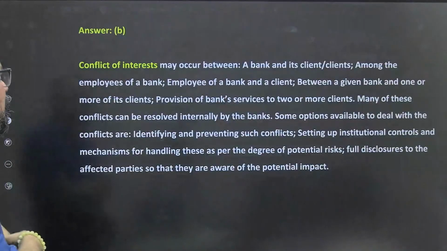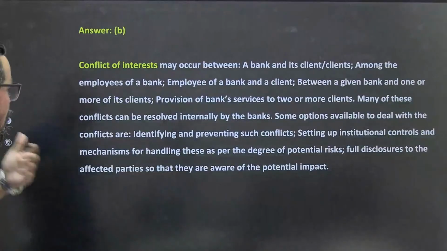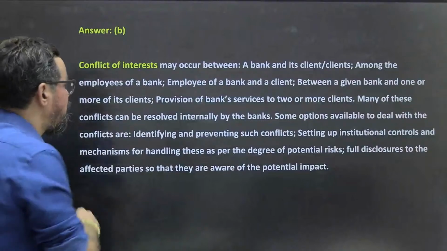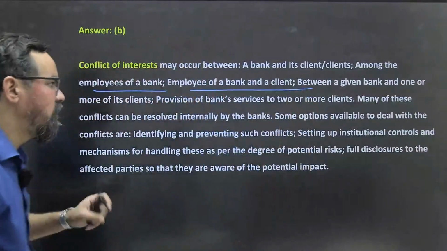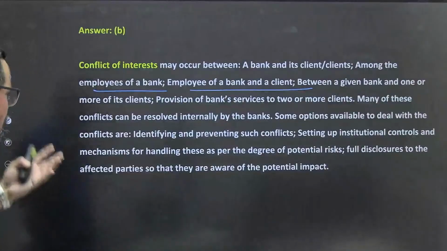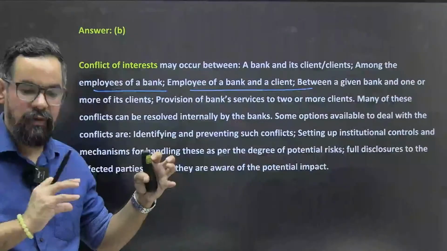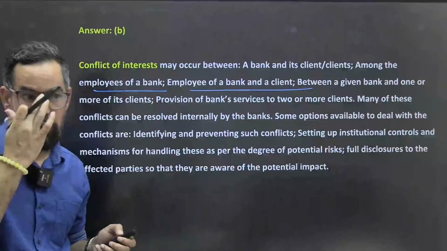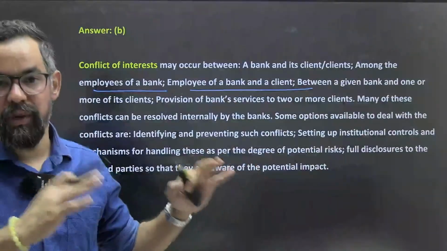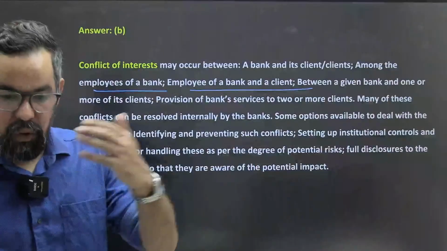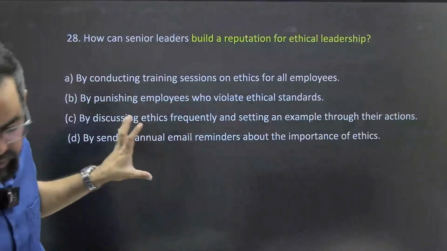So conflict of interest may occur between a bank and a client, or among the employees of a bank. It can happen between two employees, between an employee of a bank and a client, between a given bank and one or more of the client's provisions and others. Everyone has a different perspective around things. It is more toward how we perceive things. It is something linked with perceptions, what we want to communicate and what other people want. So that is the situation where we face these kinds of areas.